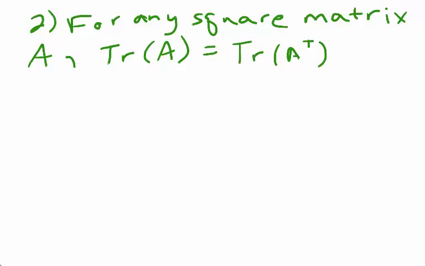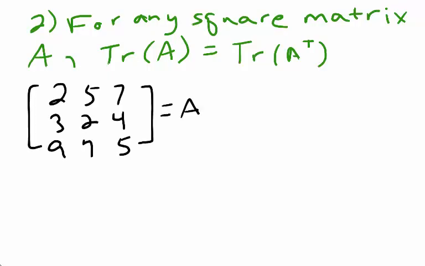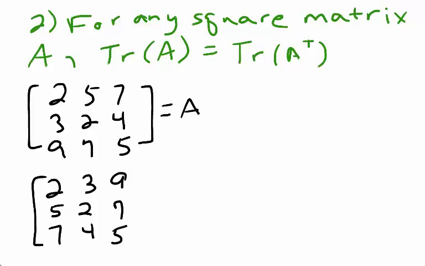Let's go back to our original matrix that we used as our first example. So here's matrix A. The transpose of our matrix A can be found by writing each row as a column. So row 1, 2, 5, 7, will become column 1. Row 2, 3, 2, 4, will become column 2. And row 3, 9, 7, 5, will become column 3.